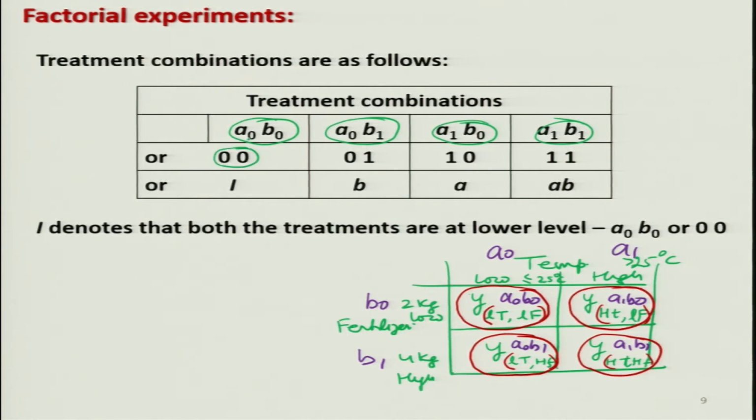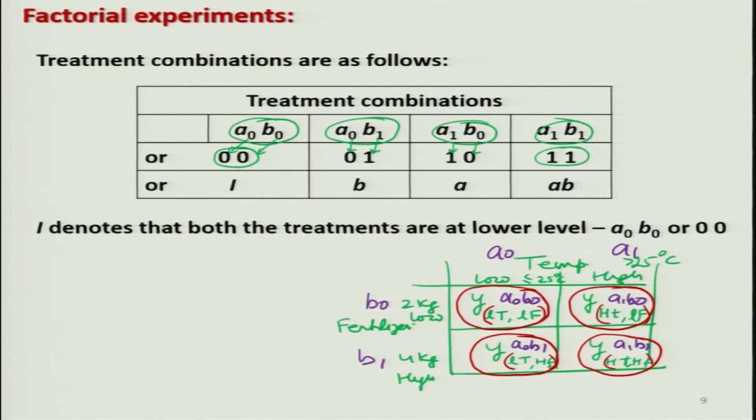Alternatively, these values can also be expressed as 0, 0. So, this 0, 0 means the 0 in the subscript is coming here. Similarly, you can write down A0, B1 as 0, 1, and A1, B0 as 1 and 0, and A1, B1 can be written as 1, 1. So, that is going to indicate the 2 levels.